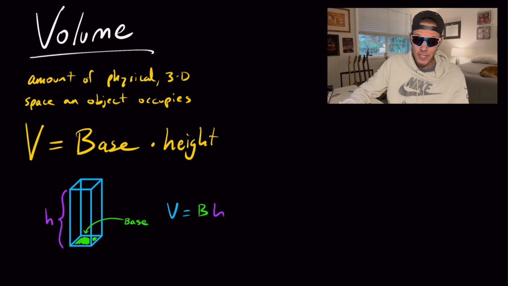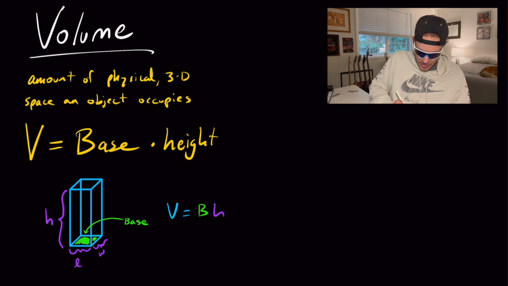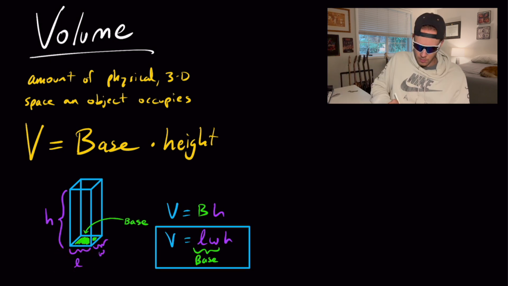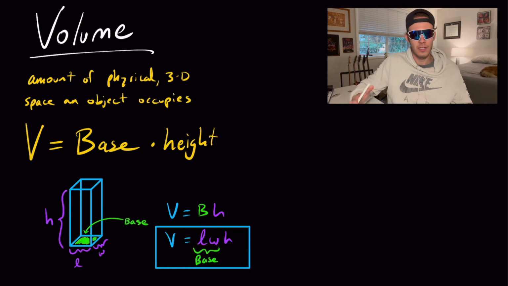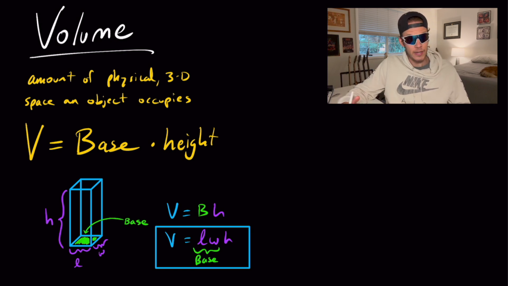And if I'm a little more detailed and I label my base like this, so instead of just calling it base, we're giving it a width and a length, then the formula turns into this. Volume is equal to length times width times height. And our length times width is what gives us our base. You're probably more familiar with this if you've done some volume before watching this video, and know that rectangular prisms have a volume of length times width times height.